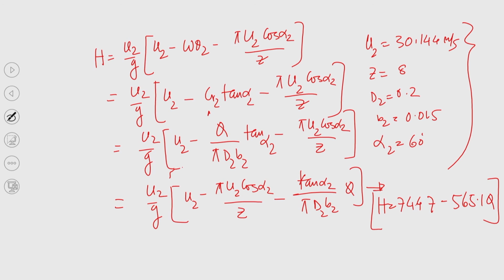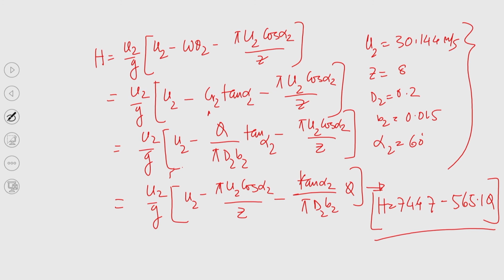So, again I am telling, we have derived this expression, and we need to put the values of u2, alpha 2, and d2, b2. So, u2 is already calculated, z is given because we need to plug in the value of z over here, and d2, b2 and alpha 2. If we use those values, then we will get the expression of h, that is 74.47 minus 565.1 Q. So, this is what we needed to establish.